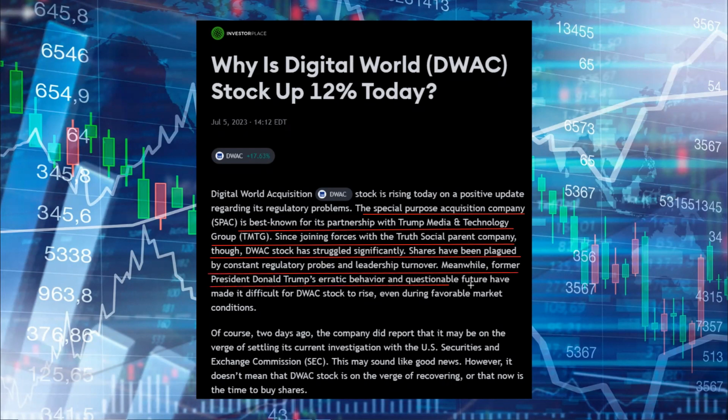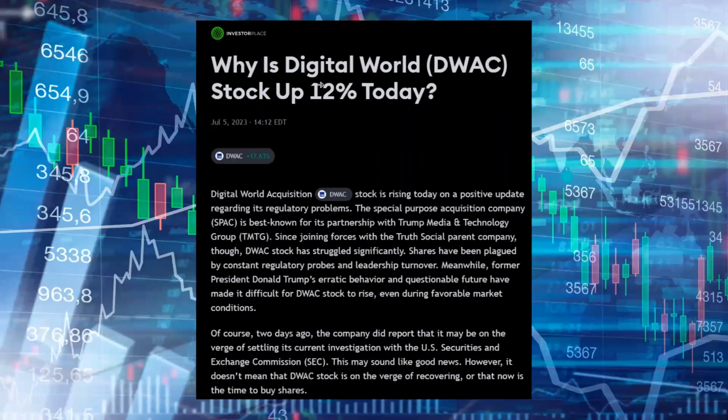Meanwhile, former President Donald Trump's erratic behavior and questionable future have made it difficult for DWAC stock to rise even during favorable conditions. However, 2 days ago, the company did report that it may be on the verge of settling its current investigation with the U.S. Securities and Exchange Commission. This may sound like good news. However, it doesn't mean that DWAC stock is on the verge of recovering or that now is the time to buy shares. So a little bit more of a bearish piece here, written by Investor Place, covering DWAC, and we'll go into why they think that maybe now is not the time to buy shares.